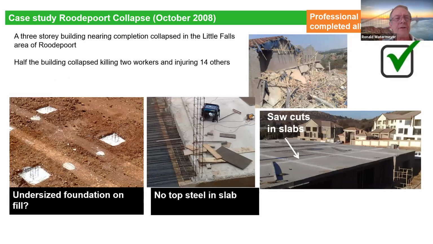And I think we've seen over the years, this is an old slide I've had, a picture from a collapse that occurred in 2008, where you had a 3-story building that had undersized foundations and no top steel in the slab. They put saw cuts in the suspended slabs, with the inevitable result of it collapsing. This was designed by a professional engineer who completed all the A19 forms, and it collapsed and killed 2 people. It didn't protect, because the person didn't know what he didn't know, and that caused failure.